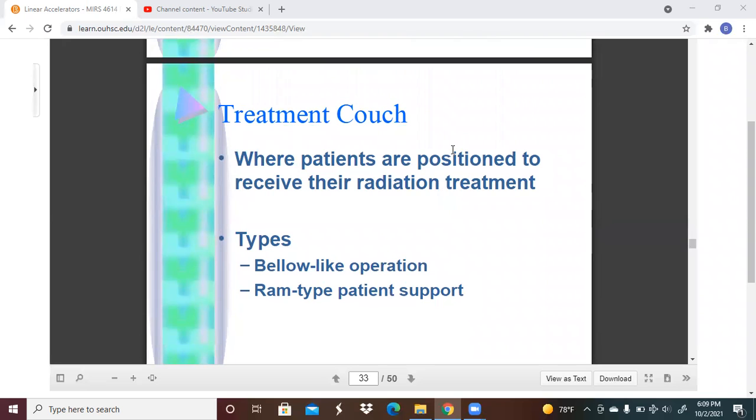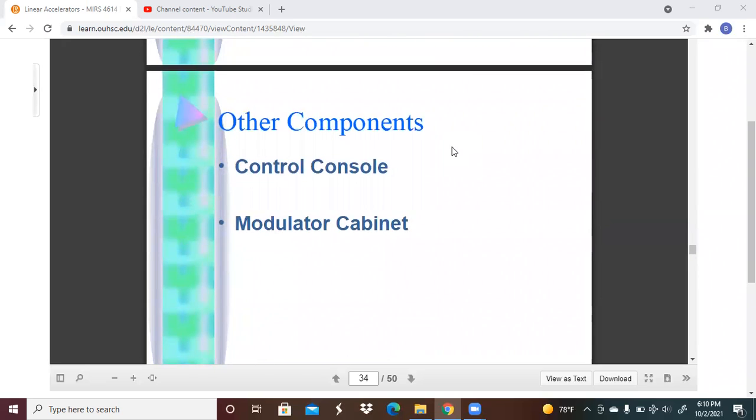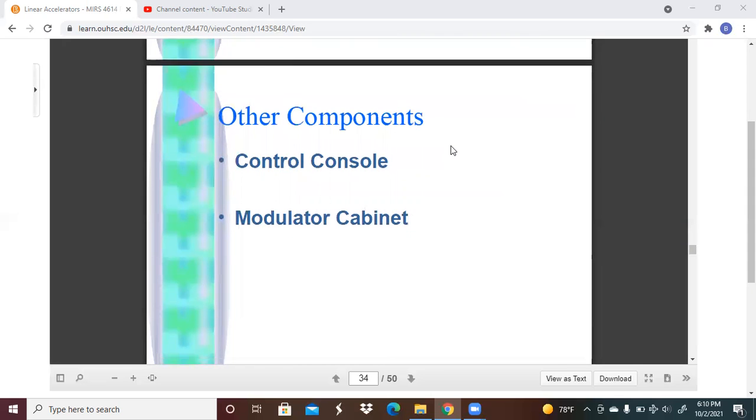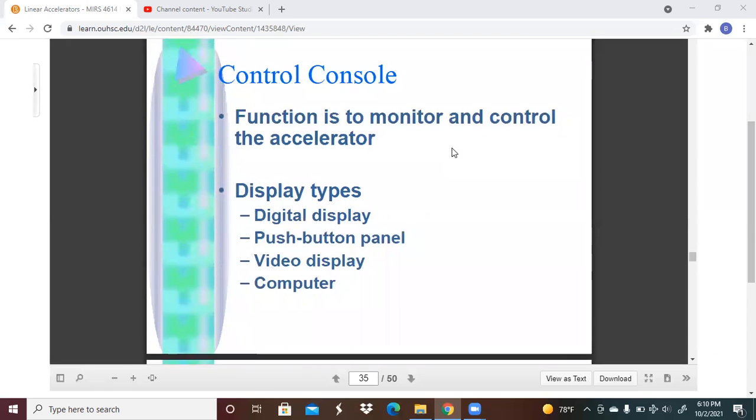And then, of course, you have the treatment couch where the patients lay down. You can have a bellows-like operation, or you can have a ram-type patient support. You have the control console on the outside. You have the modulator cabinet. On the control console, your function there is to monitor and control the accelerator and monitor and see what's going on with the patient inside the room.